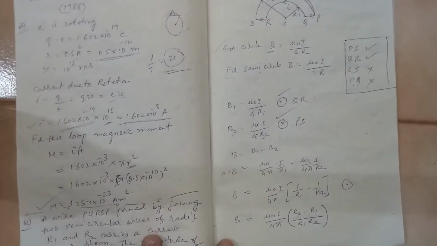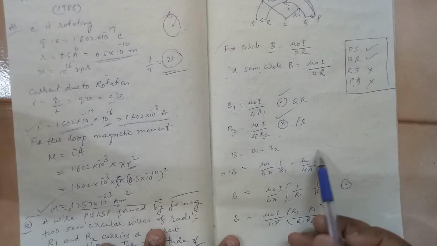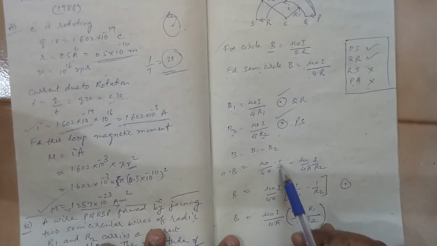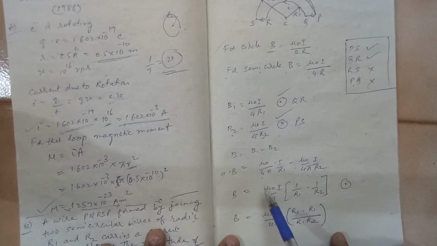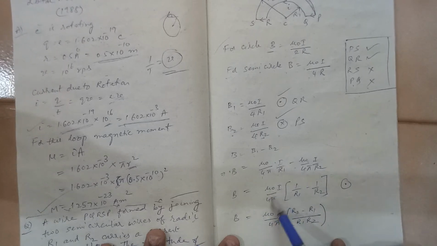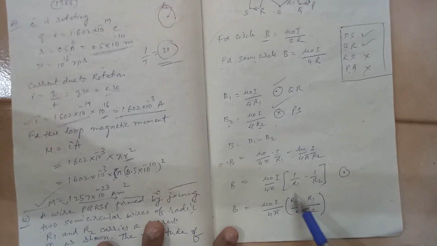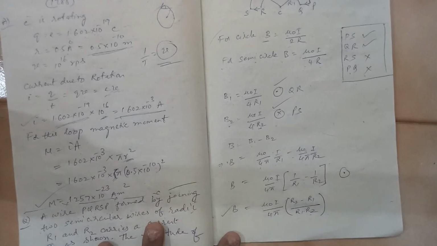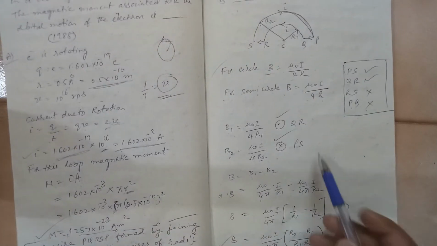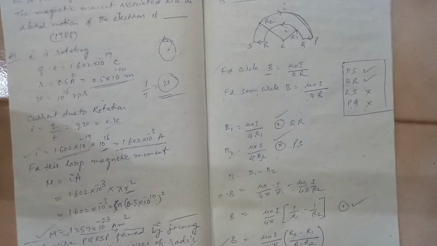So if you want to find the net magnetic field value, you have to take B1 minus B2, which is mu naught by 4 pi into I by R1 minus mu naught by 4 pi into I by R2. Take out the common things: mu naught by 4 pi into I into (1 by R1 minus 1 by R2), or take the LCM, R1 R2 is the LCM, so (R2 minus R1) into mu naught I by 4 pi. This is the value of B. And what will be the direction? We have decided that this value is more, so the net direction will be this.